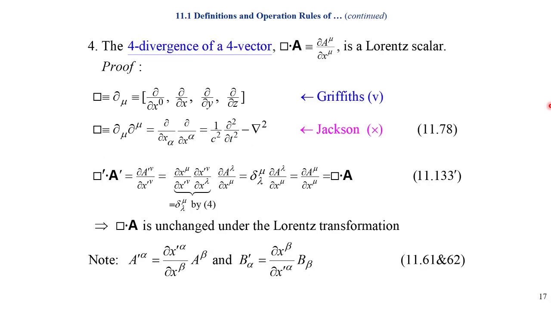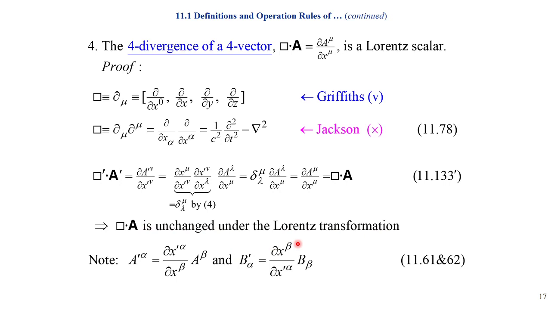Here, the fourth item: the divergence of a 4 vector is a Lorentz scalar, and this scalar in this case is 0. Since it's a Lorentz scalar, it will be the same in all Lorentz frames. Divergence A equals divergence prime dot A prime, so it's unchanged under Lorentz transformation. Therefore, it's covariant. Okay, good.